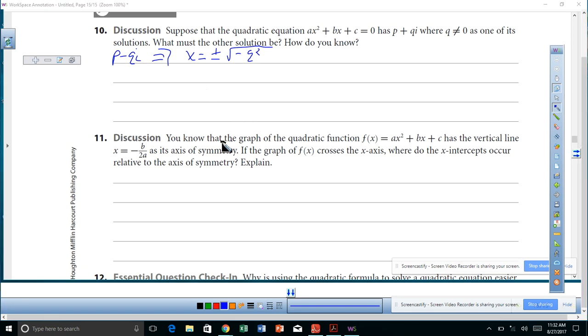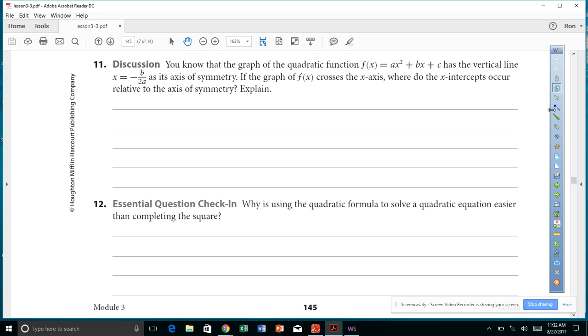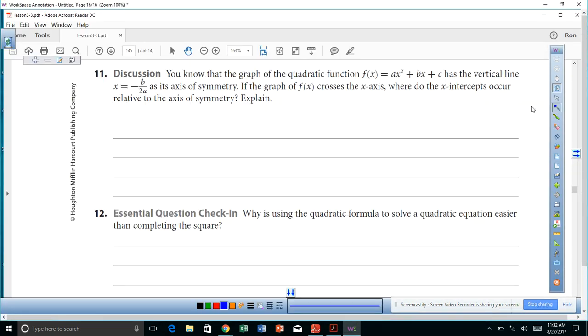Discussion. You know that the graph of the quadratic function f of x equals ax squared plus bx plus c has the vertical line x equals negative b over 2a as its axis of symmetry. If the graph of f of x crosses the x-axis, where do the intercepts occur relative to the axis of symmetry? Let's see here. I'm going to need more room. The x-intercepts are the solutions of f of x.